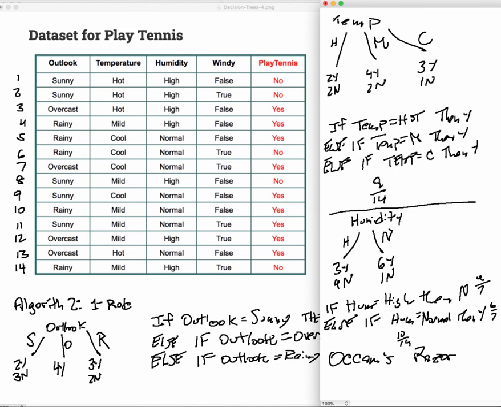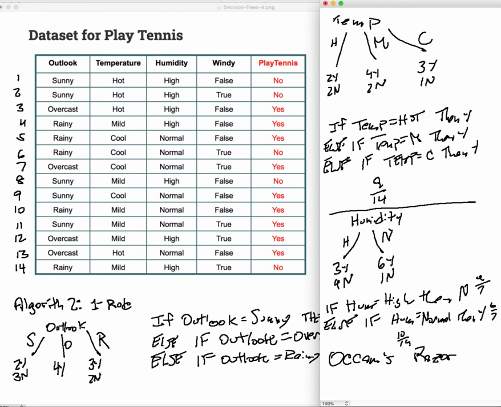So the question is between these two rules here, which rule am I right here? I'm looking at humidity and I'm looking at the outlook one. Well, there are two different outputs here. There are three different outputs here. Occam's razor might say pick the simpler one. Well, humidity has less branches coming off of it.